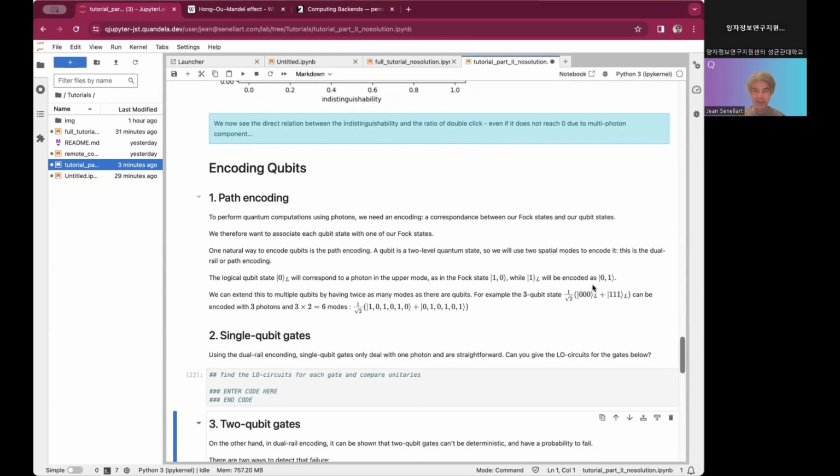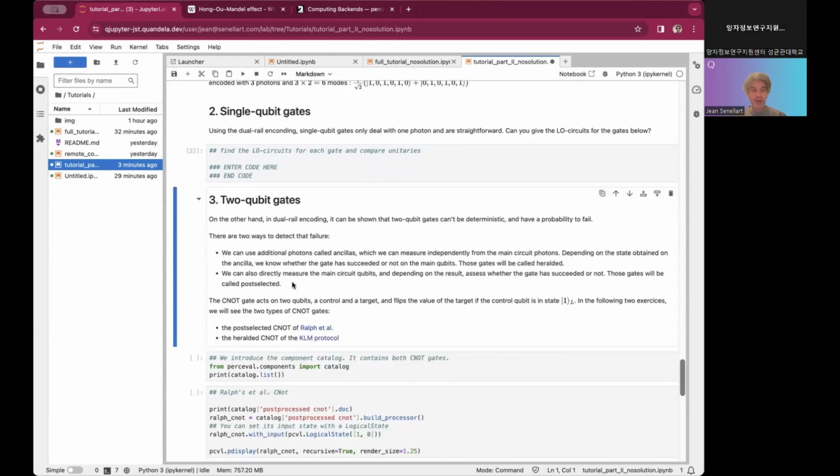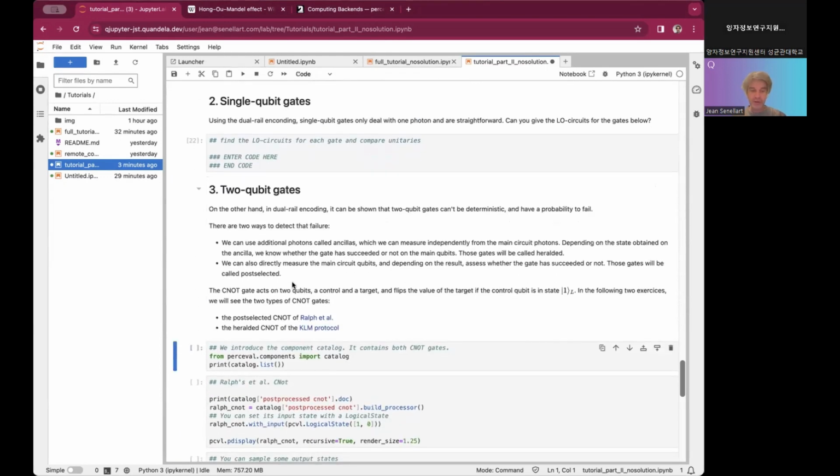If we put the photon in the lower mode, it will be 0, or the other way around, you don't care, it's exactly the same at the end.